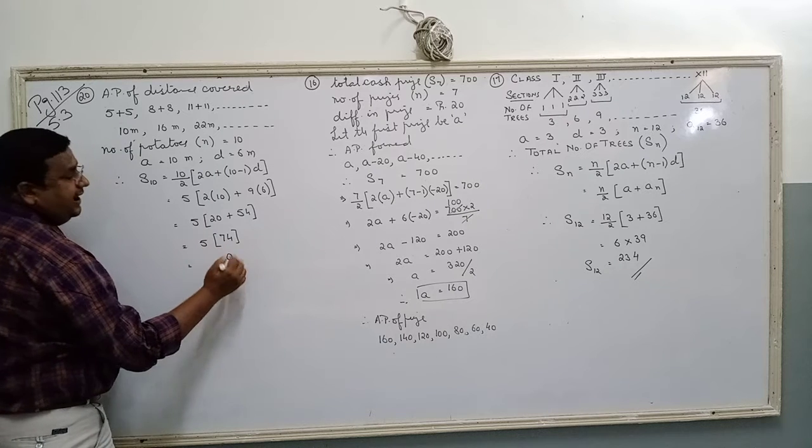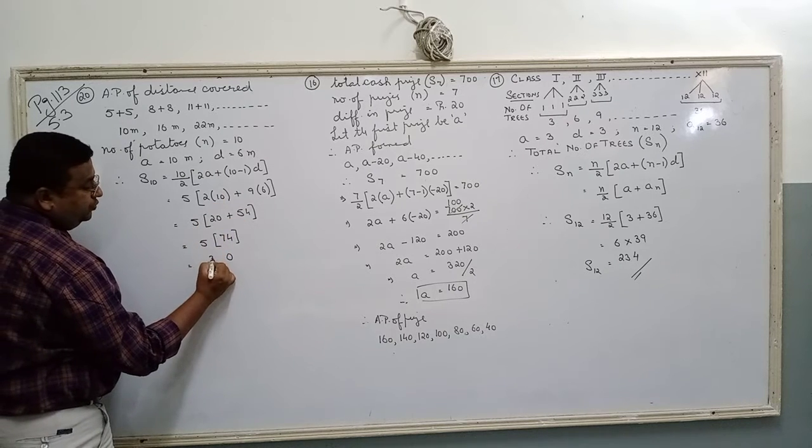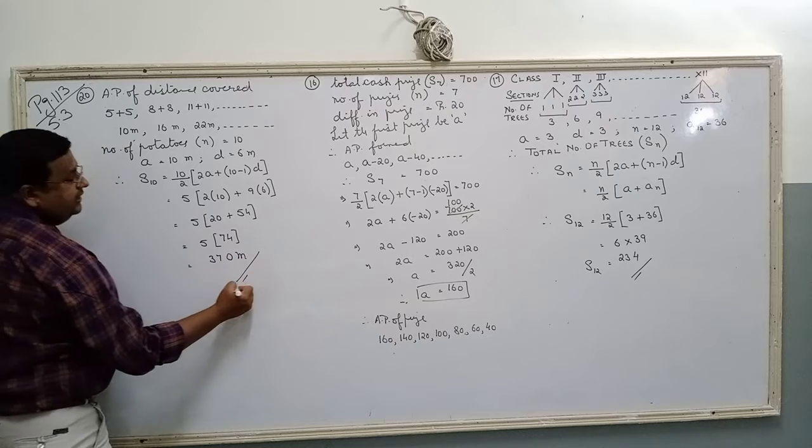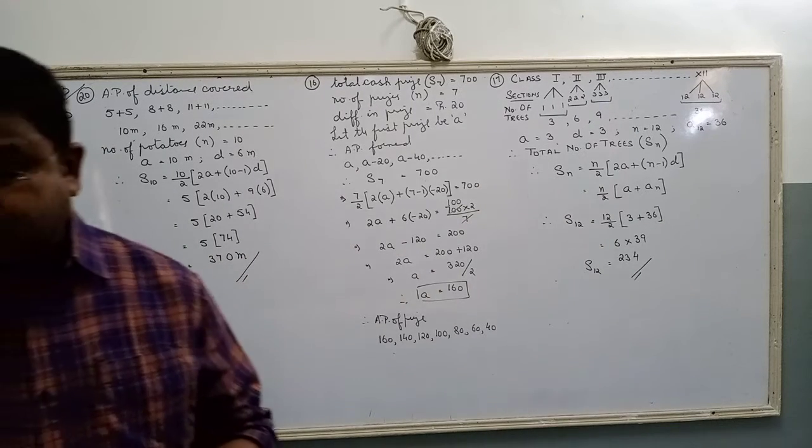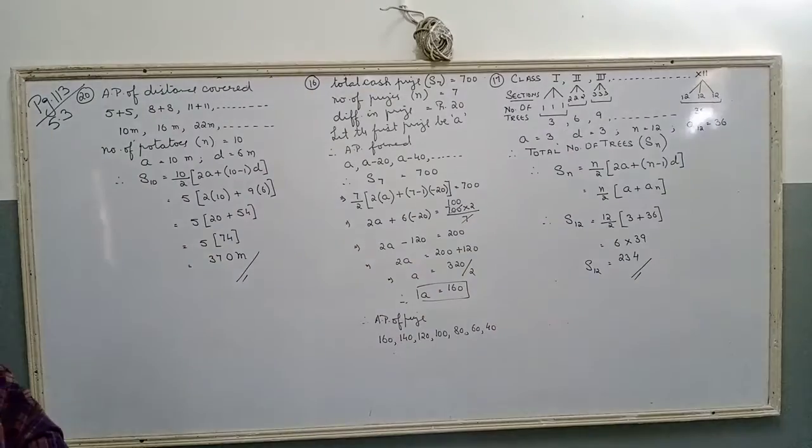5 4s are 20, carry 2. 5 7s are 35 into 37. How many meters does that competitor have to run? 370 meters. Clear? So these are simple questions that you have to do.